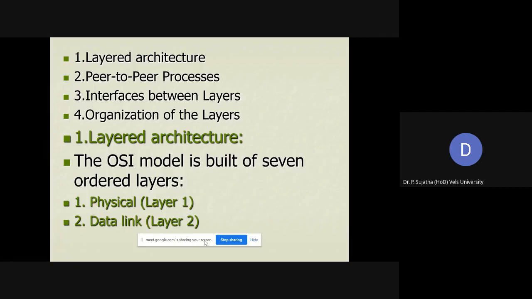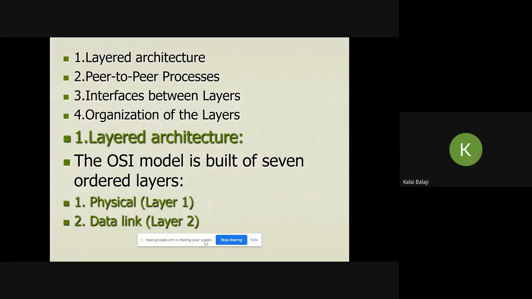So what do you mean by layered architecture? The architecture itself contains several layers. That is called layered architecture. So what is the model we are going to use for network? The OSI model. So the OSI model also has a certain number of layers. Okay, so how many layers are there in the OSI model?